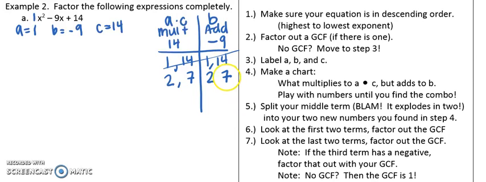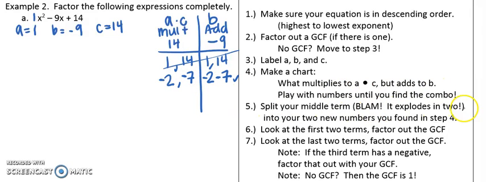They also add to give me 9, but I want them to add to give me negative 9, so they would both have to be negative. So negative 2 times negative 7 is 14, and negative 2 plus negative 7 is negative 9. So we found our match. Play with your numbers till you find the combination. Boom, got it.